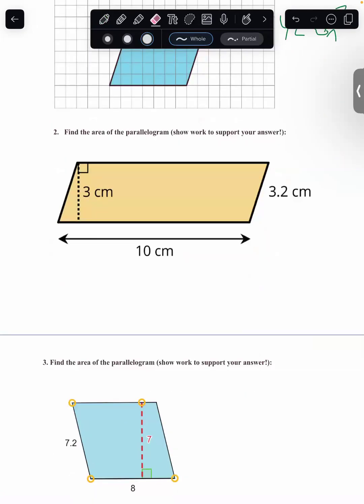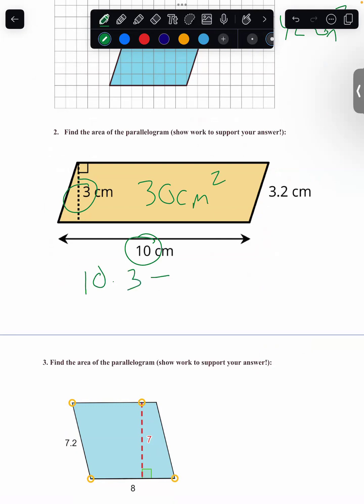The area of this parallelogram, okay, so now we got 10 is the base, the 3 is the height. So 10 times 3 is 30 centimeters squared. Okay. So if you're on a paper with your work, you would need it like this.